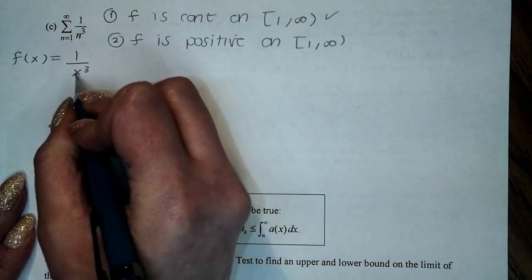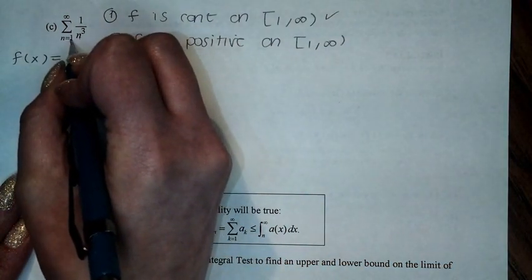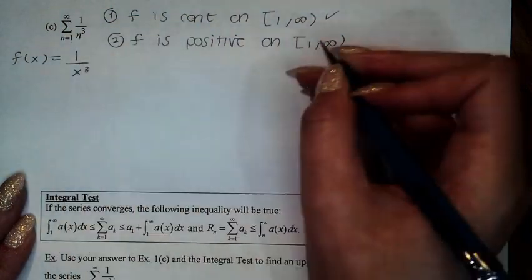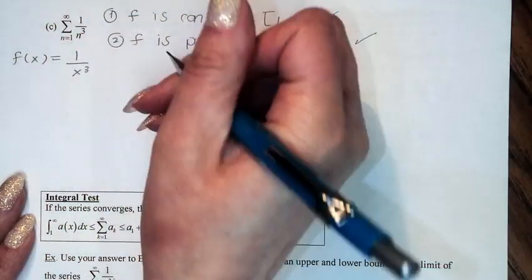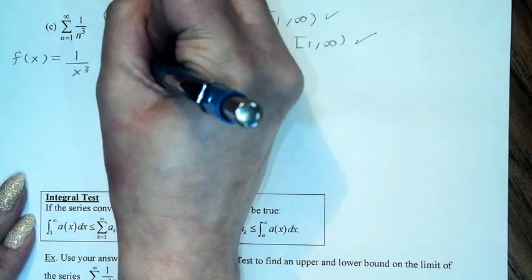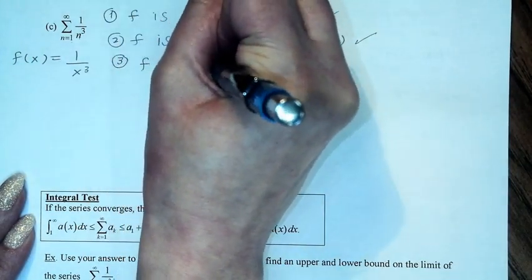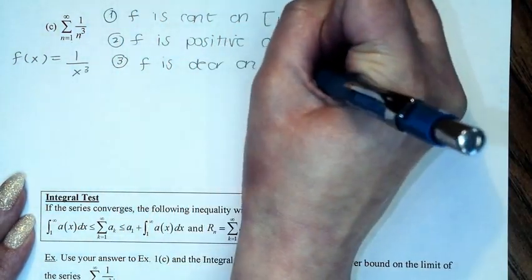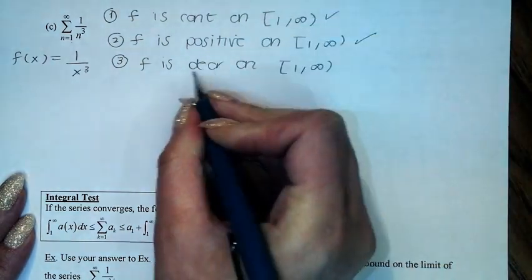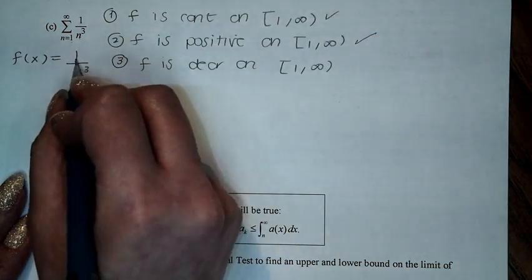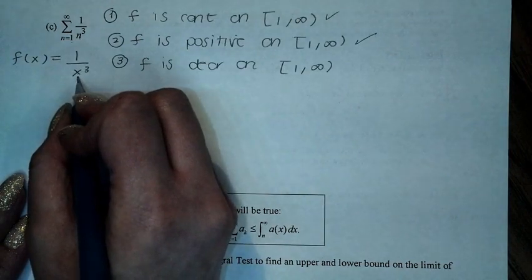If you plug positive numbers here, because those are the numbers from 1 to infinity, what happens? You get a positive number. Third condition: f is decreasing on the interval 1 to infinity. You can see that the numerator stays constant, and the denominator increases without bound, therefore it's going to be decreasing.